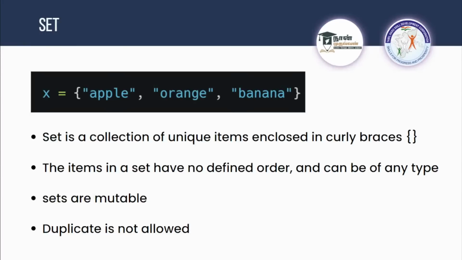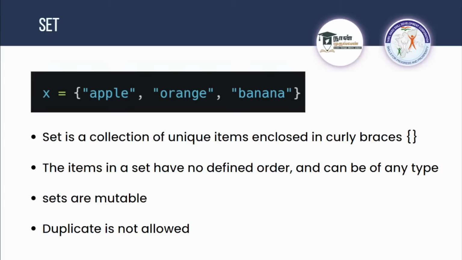So set is also a collection of unique items enclosed in curly braces. Watch that line again. Set is a collection of unique items. What are unique items? It means in a set you can have an element only once. You cannot have a duplicate. Duplicates are not allowed in a set. That's the property of a set. And if it is a collection of items enclosed inside curly braces, then you can consider it as a set.